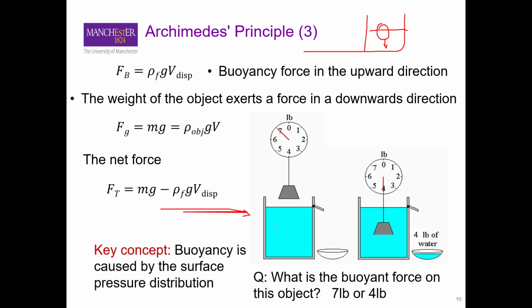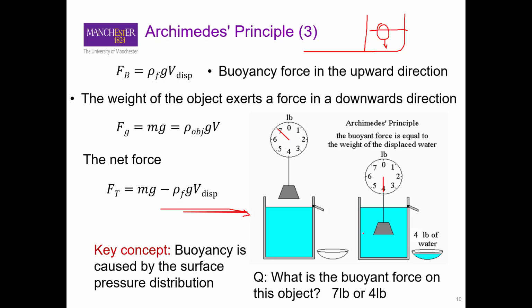So we have, let's say, a weight that weighs around 7 pounds, and then you submerge this weight in a tank, and this weight displaces 4 pounds of water. So what would be the buoyant force on this object? So pause the video for a second and try to answer it. And if your answer is 4 pounds, you are correct, because although this weight weighs 7 pounds, it only displaces 4 pounds of water. So the buoyancy force would be 4 pounds-force.